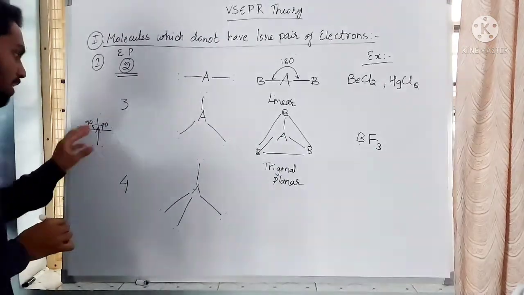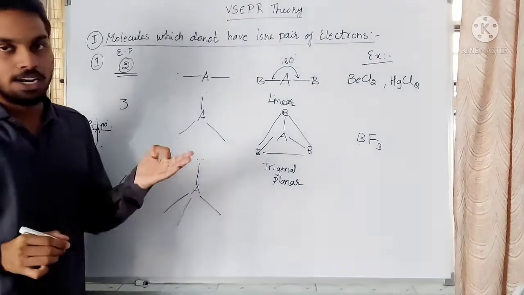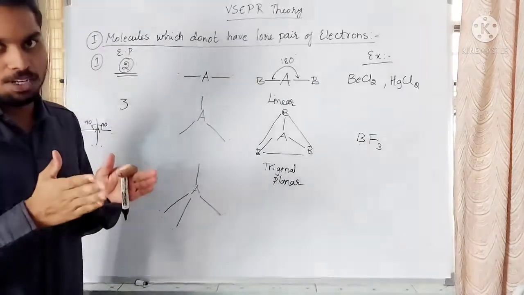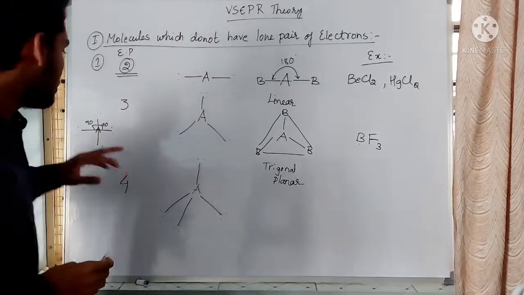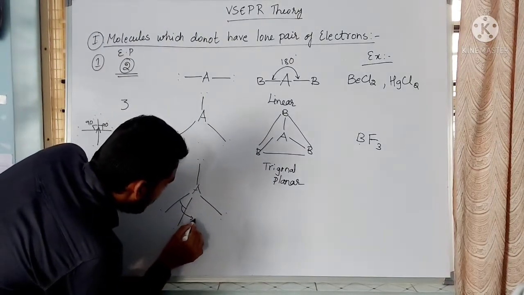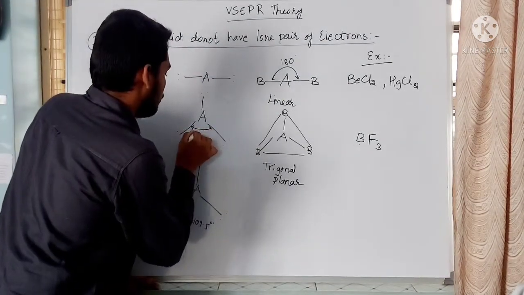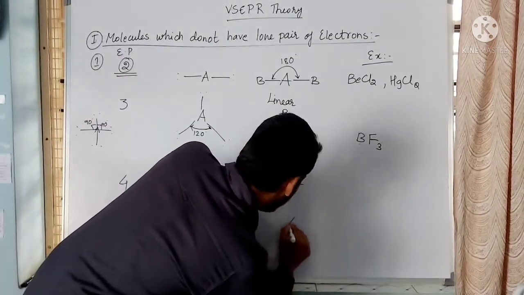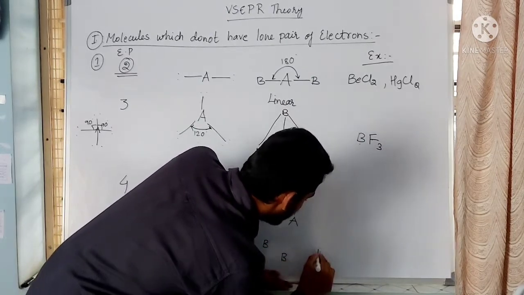But there will be repulsion between these bonded pairs. We know in valence shell electron pair repulsion theory that these bonded pairs orient in such a way as to reduce the electronic repulsion. Hence, rather than forming 90 degrees, they form 109.5 degrees. Here we see the bond angle is 120 degrees. Here it is 180 degrees. So this structure looks in this way. This is atom B, this is atom B, and this is atom B.